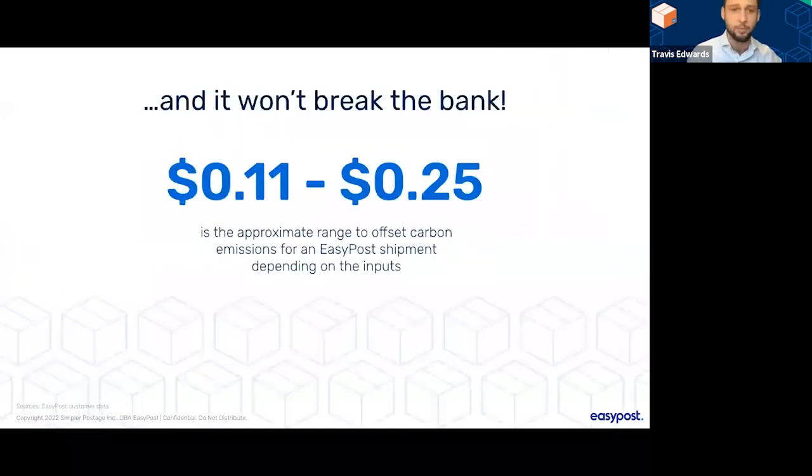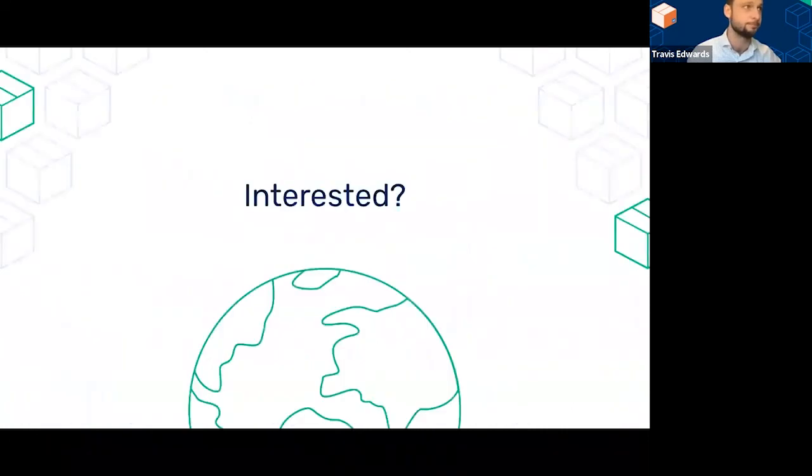And we hope it won't break the bank. Most shipments in EasyPost cost somewhere in the range of 11 cents to 25 cents to offset the carbon emissions from parcel delivery. So if you're interested, which we strongly hope you are, the API is available to all customers now. It can be accessed using our intuitive API documentation, which we'll again send out a link to after the webinar.